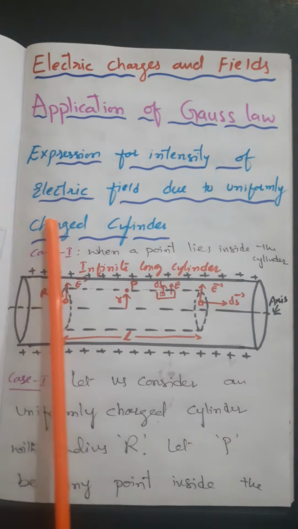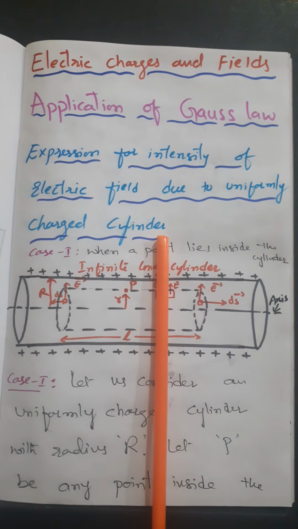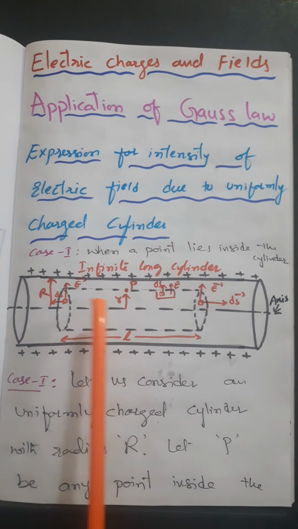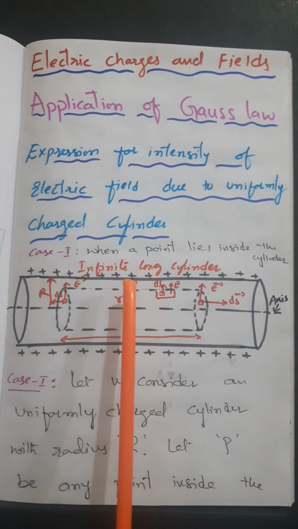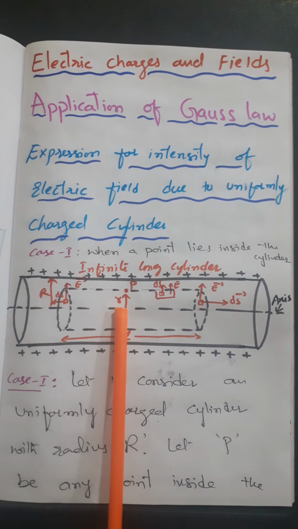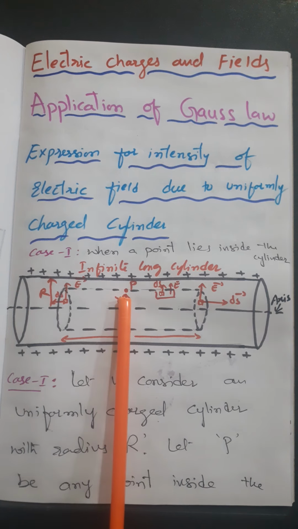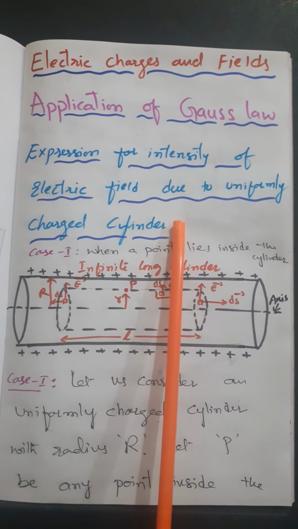The first application is the expression for intensity of electric field due to a uniformly charged cylinder. Here we have to consider two situations or two cases. When the point P lies inside the cylinder, what will be the electric field intensity, and when the point lies outside the cylinder, what will be the electric field intensity.